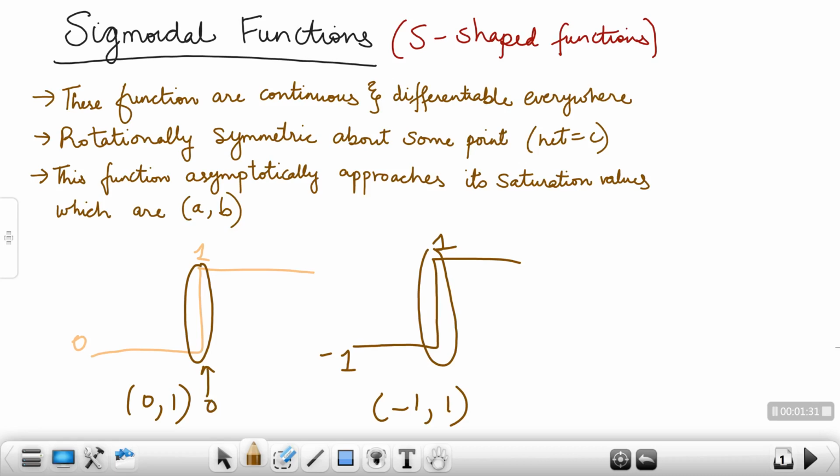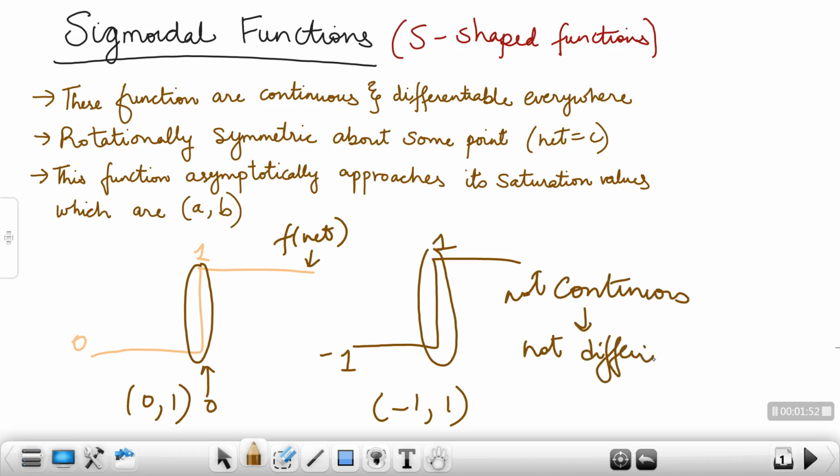If this is f of net, that is the activation function, then because it is not continuous, and as you would have studied in mathematics, if a function is not continuous, then it is not differentiable as well. You cannot find a derivative of that function. So it is not possible to find f dash of net. You cannot find the derivative, so we have to move on to other functions.